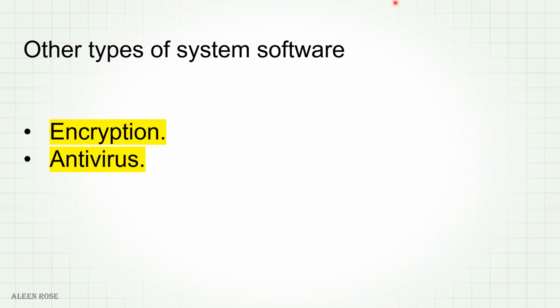Apart from this, there are other types of system software. It's not just two, there are many. Two among those are encryption and antivirus. You should keep in mind that all those things that belong to the system or to the functioning of the system are a type of system software, and that includes encryption and antivirus also.